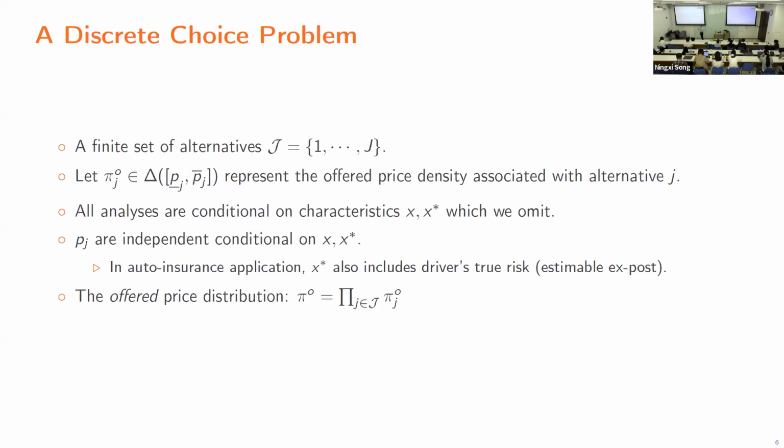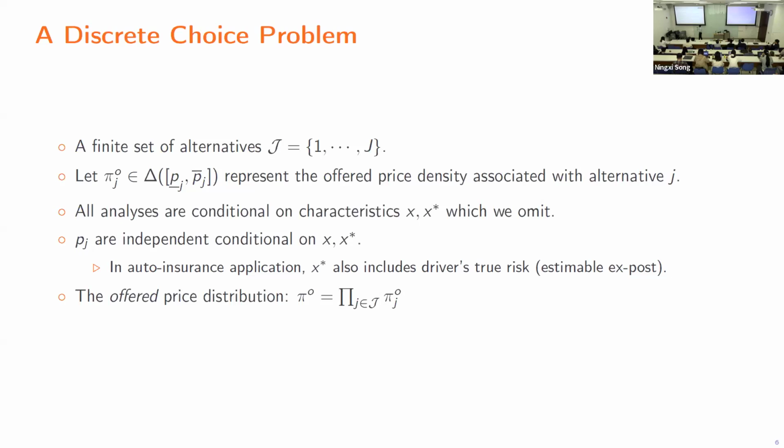price distribution. For the talk today, for simplicity, let's assume everything is continuous. We have a continuous density, but in the paper we can deal with an arbitrary probability measure. But for today, just assume that we have a continuous density. And all the analysis will be conditional on some observable characteristics x and some unobservable covariates x star, which we shall omit, but it is in the background of all the analysis.